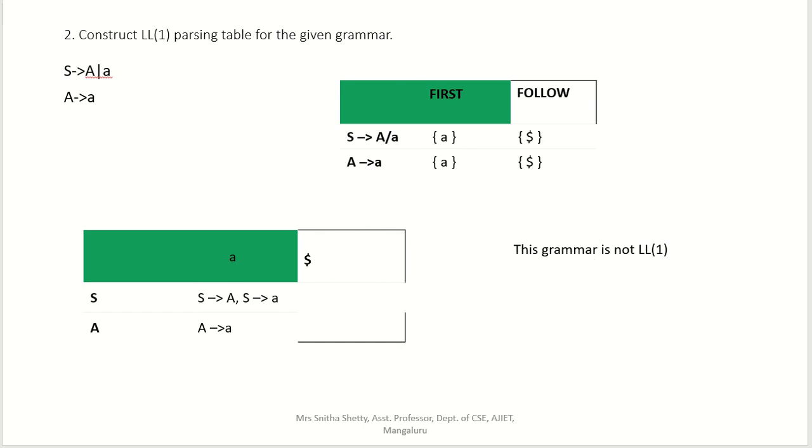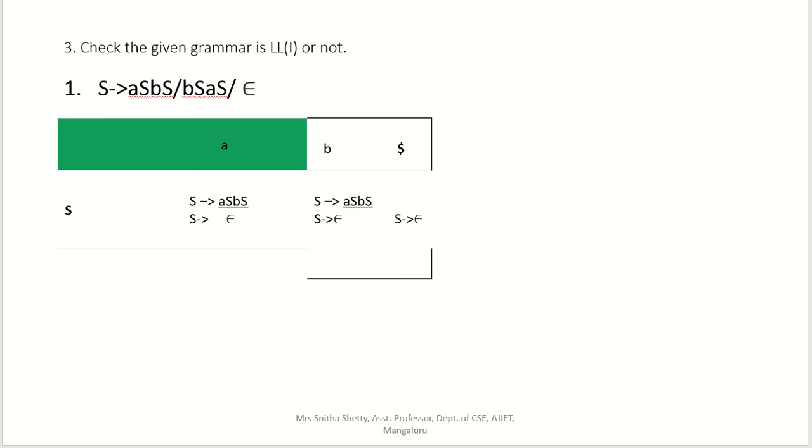Now let us look at one more problem. Check whether the given grammar is LL1 or not. Again, this is a very simple question I have given. S gives A, S B S, B S A S B, and epsilon.